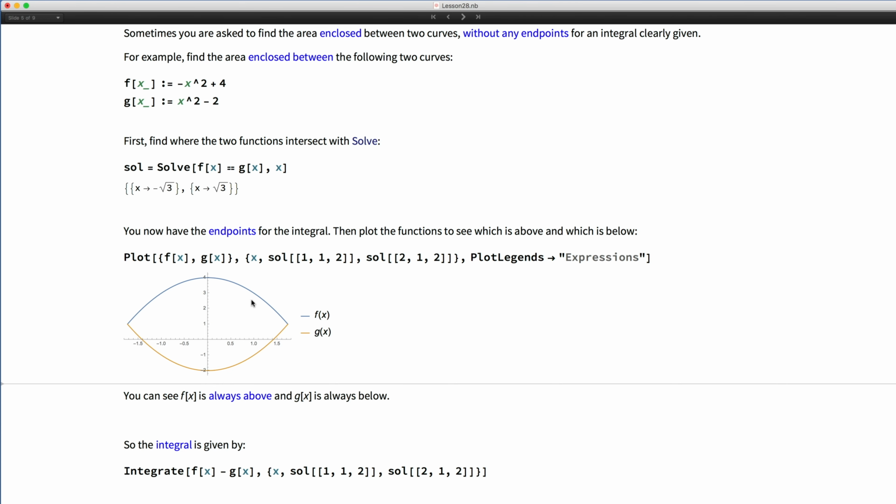And you can see clearly that f is above g in all cases. So you can work out the integral of f minus g and you get the answer for the area enclosed between these curves.